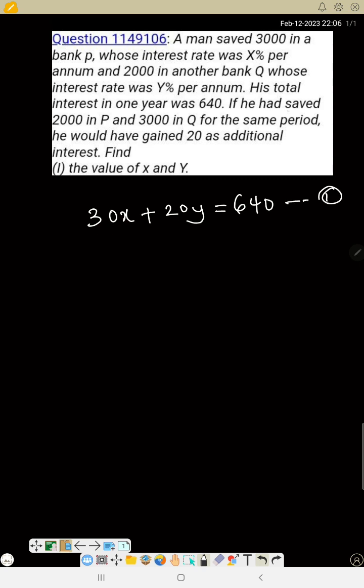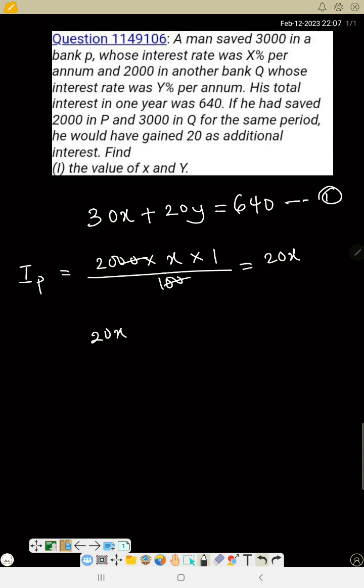Again, if he had saved 2,000 naira in P, so another interest, principal times rate times time over 100, so this will cancel. That is 20x. And 3,000 naira in Q, principal times rate times time over 100, so this is 30y.